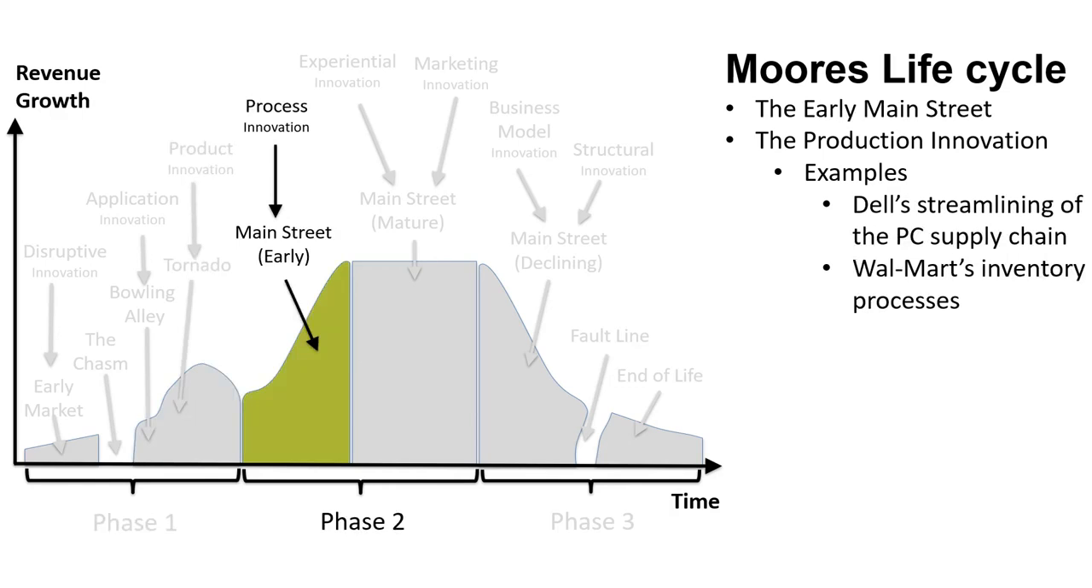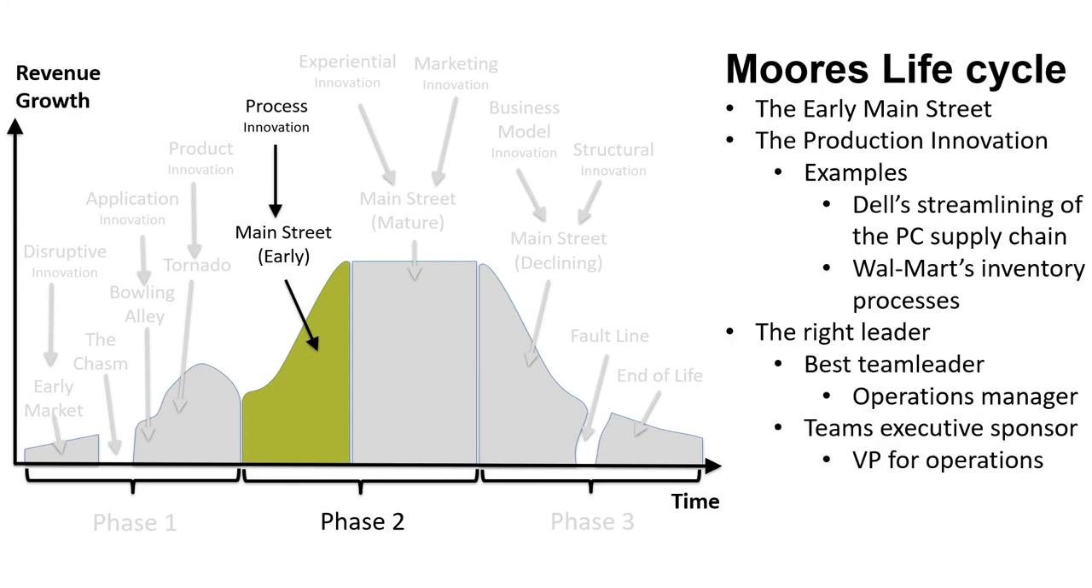Stage 5. The Early Main Street. Process innovation is the aligning innovation type. The process innovation makes processes for established offerings in established markets more effective or efficient. Examples include Dell's streamlining of its PC supply chain and order fulfillment systems, and Walmart's refinement of vendor-managed inventory processes.